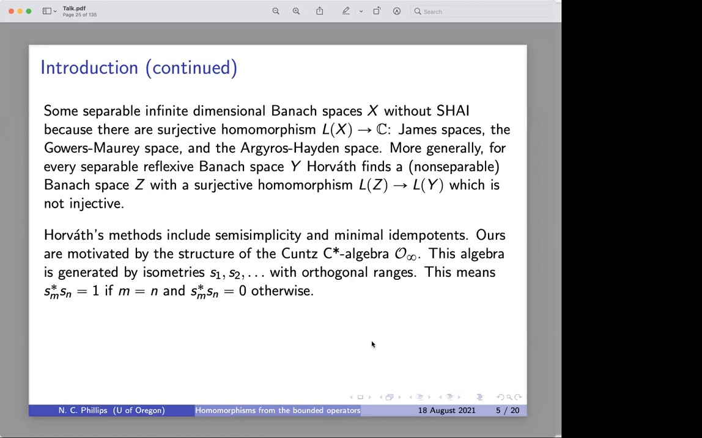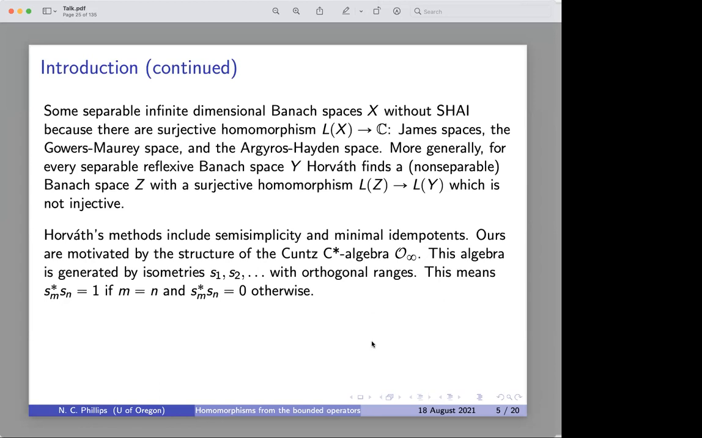They're motivated by the structure of the Cuntz C-star algebra O infinity, which is related to O2 from the previous talk. This algebra is generated by isometries in the C-star sense with orthogonal ranges. And so here are some relations which you would have seen at least alluded to in the previous talk. The fact that they have orthogonal ranges says basically if you apply one of the isometries and you take the corresponding co-isometry for a different one, then the answer is 0. But if it's the same one, then you just get the identity back.